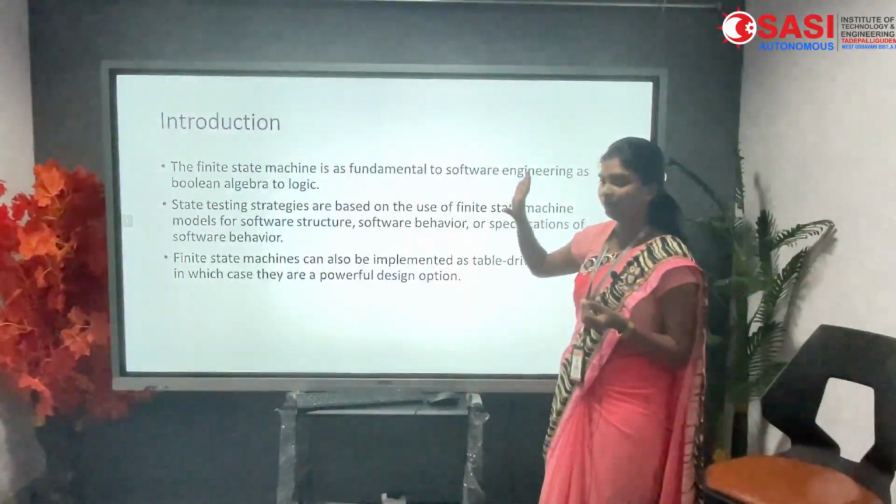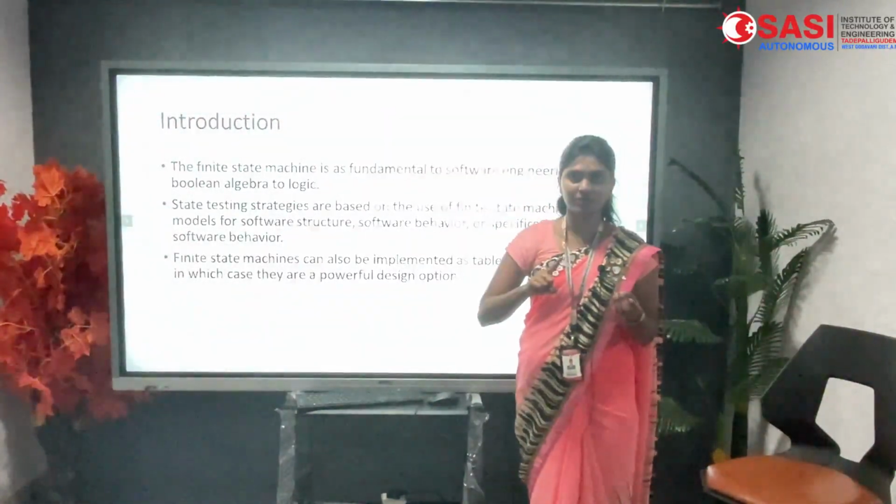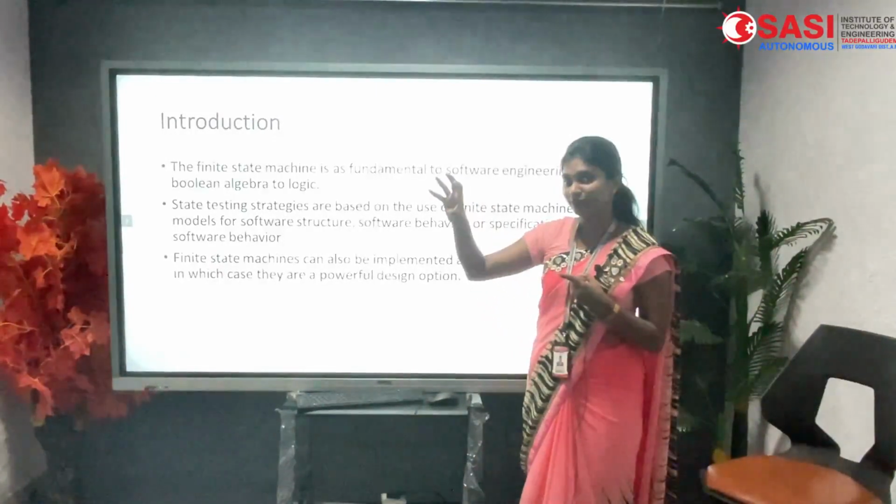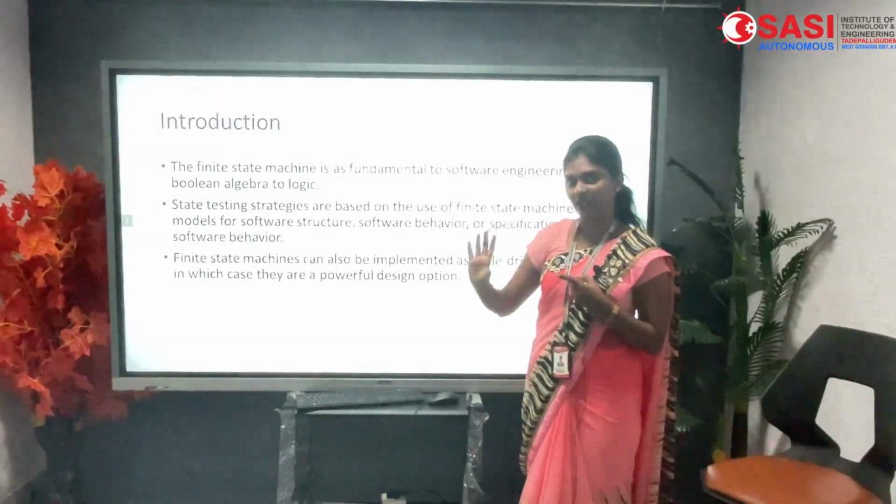Okay. First, we will know what the state graph is. State graph means what? It is the finite state machines. It is based on finite state machines. These finite state machines are based on Boolean algebra.